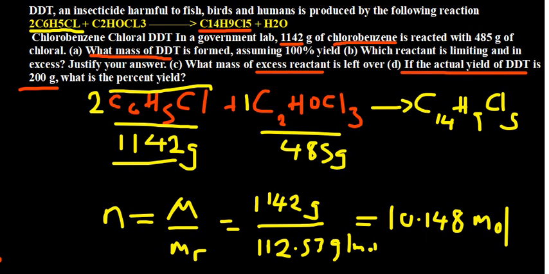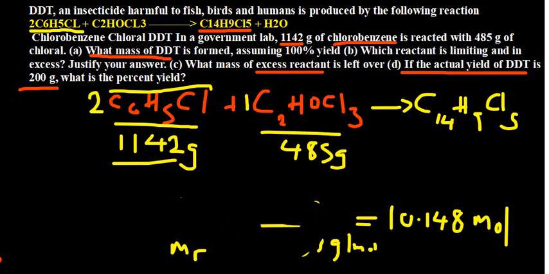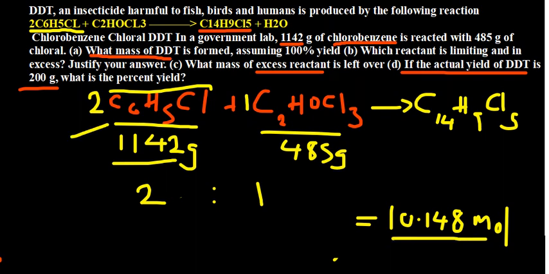So what is the next step? The next step is now to determine the number of moles of the other reactant that is required by using the mole ratio. Okay, so the mole ratio is 2 to 1. Then the 10 that we've determined is for this one, so write it under the 2. So it's 10.148. These are the number of moles of chlorobenzene that are present in this reaction.